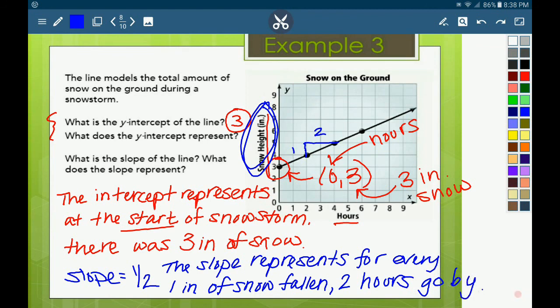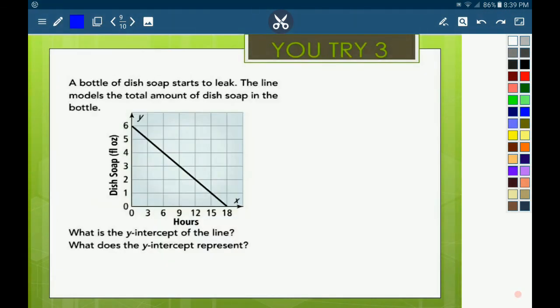Okay, so I described the rise and the run in my representation just by reading the titles of the axes. So I've identified my y-intercept as 3. I've identified my slope as 1 over 2. And then I also made written explanations as to what they represent. So I want you guys to give this a try in your U-Try.